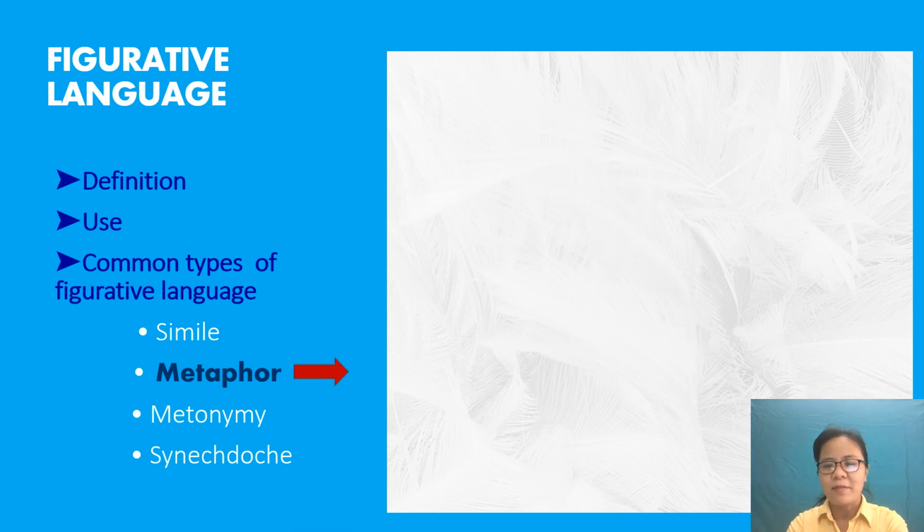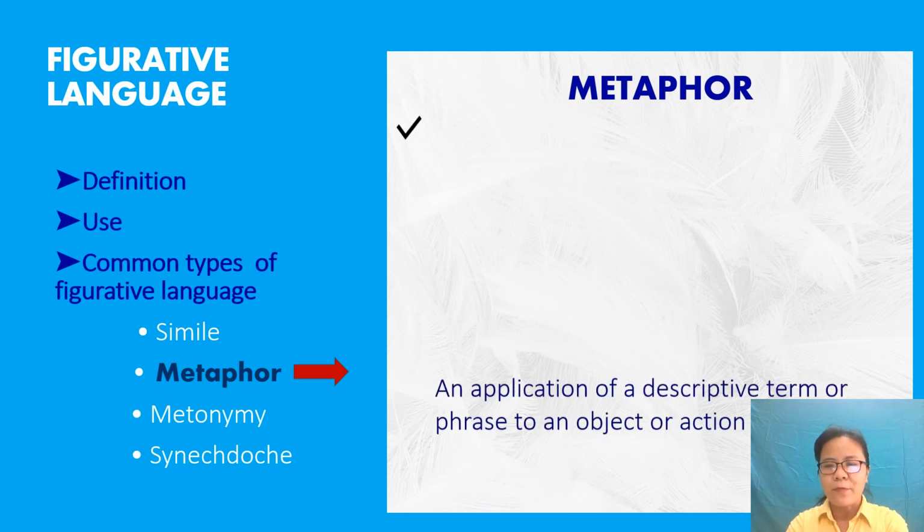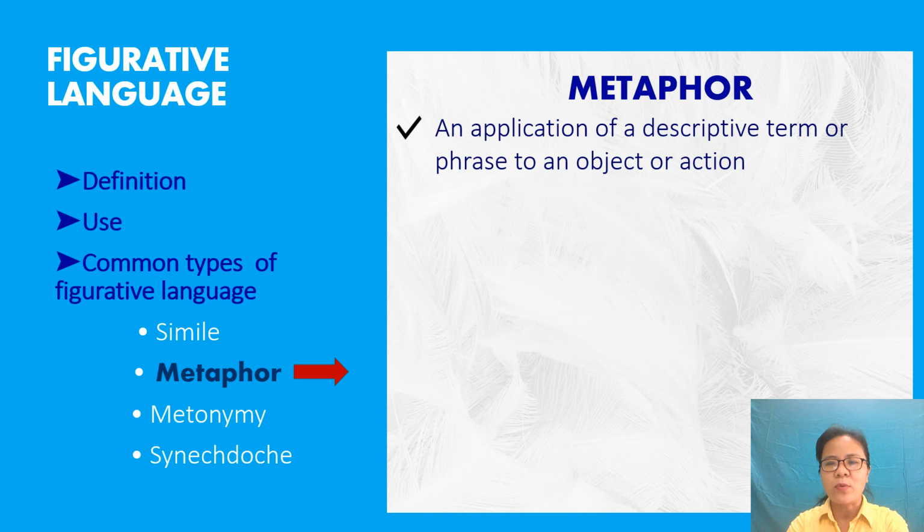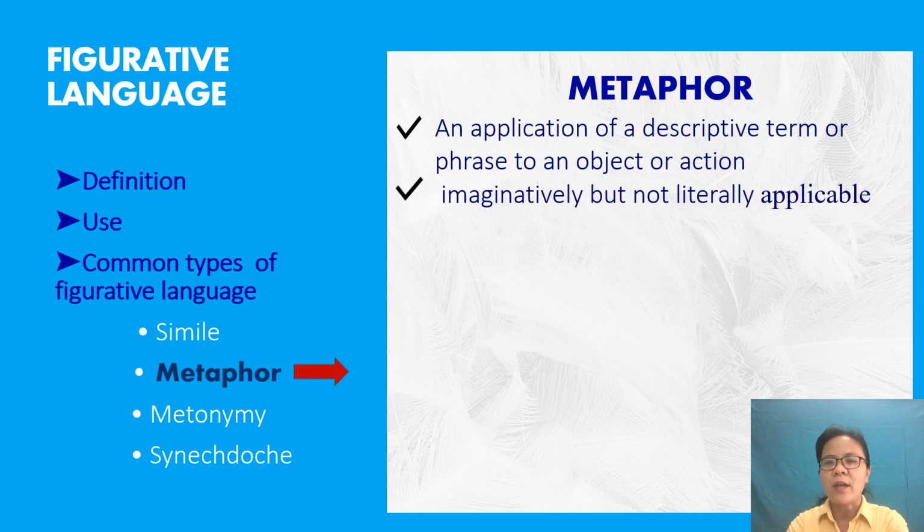And the second term is the metaphor. What is a metaphor? A metaphor is the use of a descriptive term or phrase for an object or action. And the use of these terms is imaginative, not literally applicable. And in a metaphor, we do not use like or as to connect the two items. The comparison here is hidden.